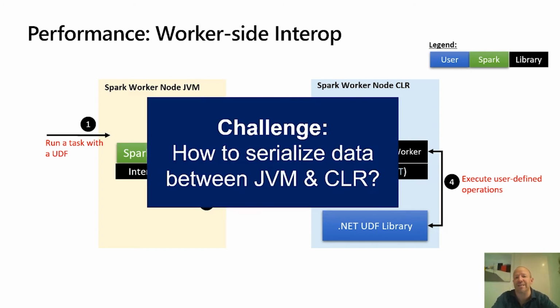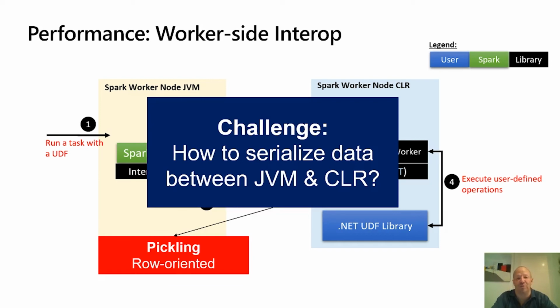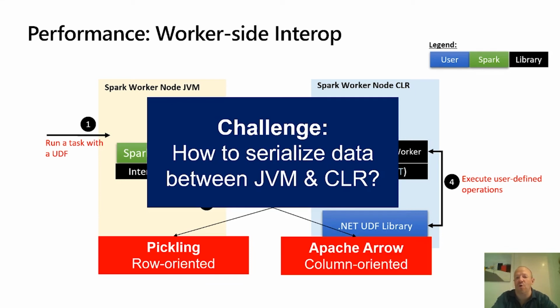So now the question is, how do we best serialize the data between the JVM and the CLR? There are two options here. One is using Pickling, which is the same approach that Python does, or Apache Arrow, which is a column-oriented format, which obviously is better for the standard column-focused processing where you pass one or two columns into a UDF and you're not passing rows into a UDF.